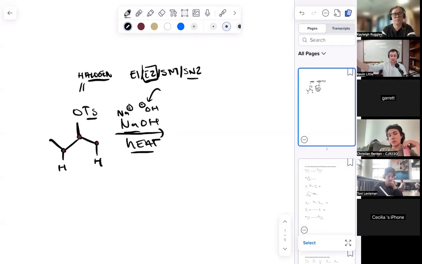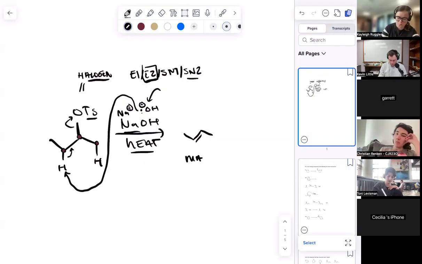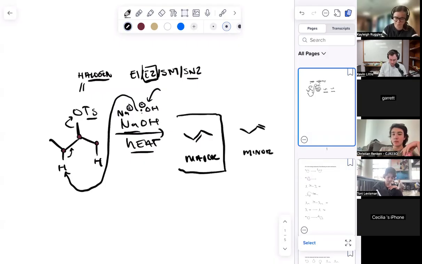But this is not the partial credit. This is the full credit. Which one of these protons do I take? Well, a guy named Zaitsev found that they always tended to form this elimination product. So this would be my major product, whereas taking the other one would get me this double bond. That would be my minor product. You see way more of this than the other one.